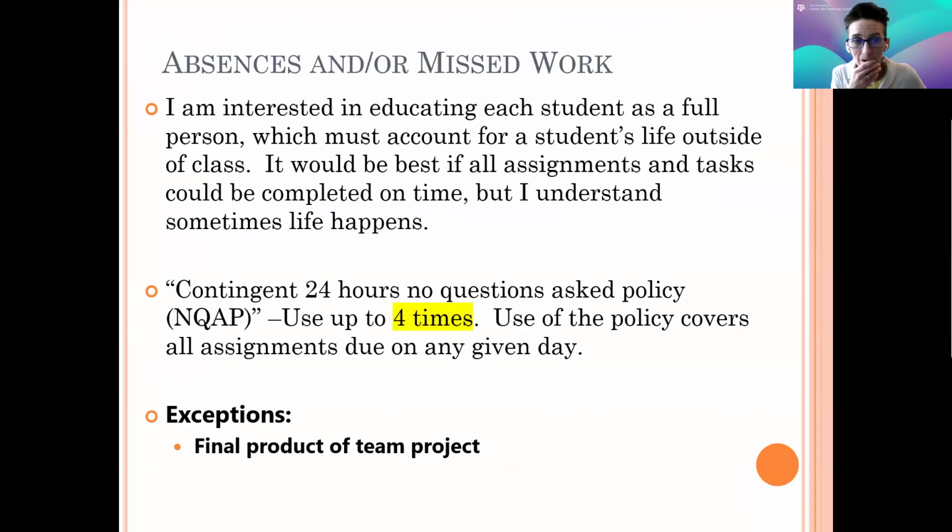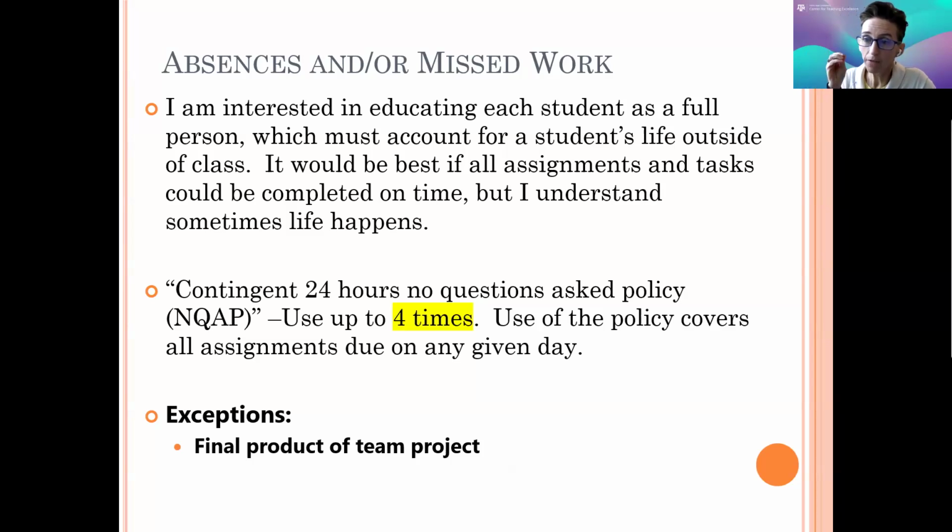Absences and missed work. I'm interested in educating you as a full student, and I recognize that everyone has a life. Everyone has things outside of school. So the best way that I can accommodate this is I have what's called a contingent 24-hour policy. No questions asked. You can use it up to 4 times.